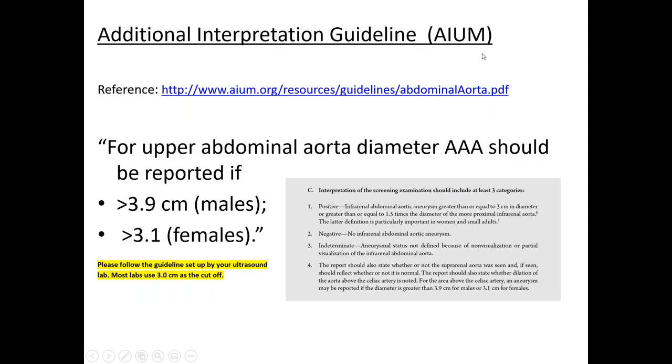In the AIUM guidelines, we have an interesting number. I just put it out here so that if you ever encounter it, you won't be confused. They talk about the upper abdominal aortic diameter being reported as aneurysm if the diameter in males is more than 3.9 centimeters, not 3.0, and in females more than 3.1. But a lot of institutions are just going with 3.0. Even for the AIUM guideline, the mid and lower abdominal aortic diameter of 3.0 or more is considered to be an aneurysm. It's just for the upper abdominal aorta that they have a slightly different criteria.